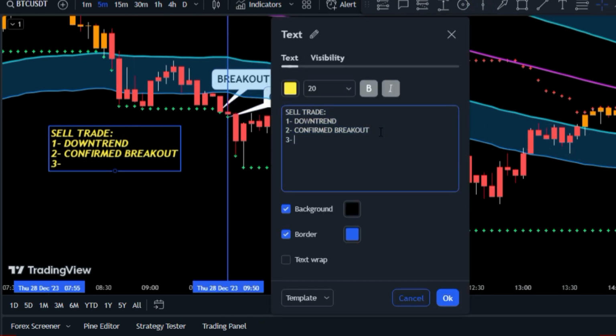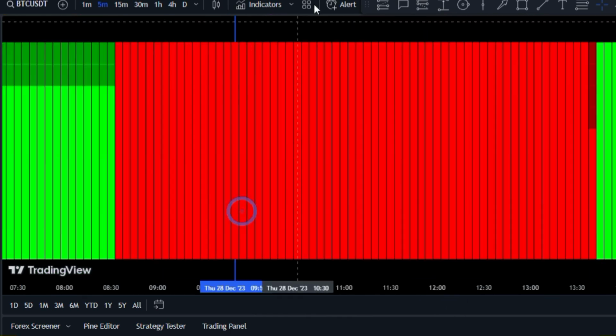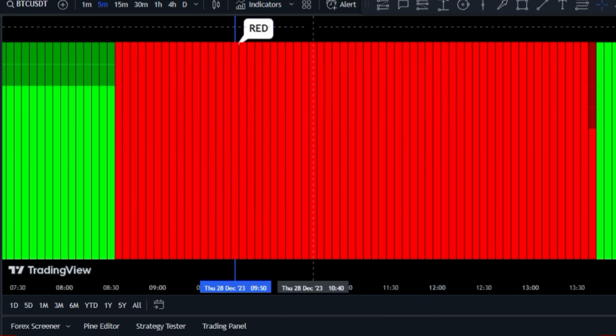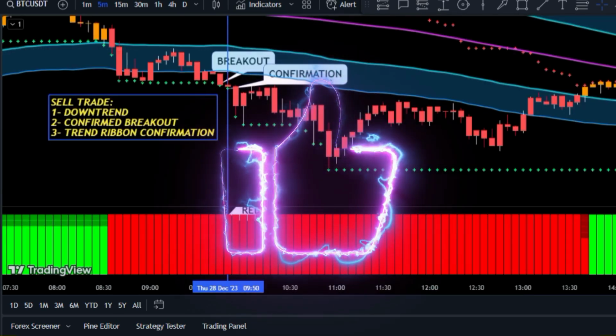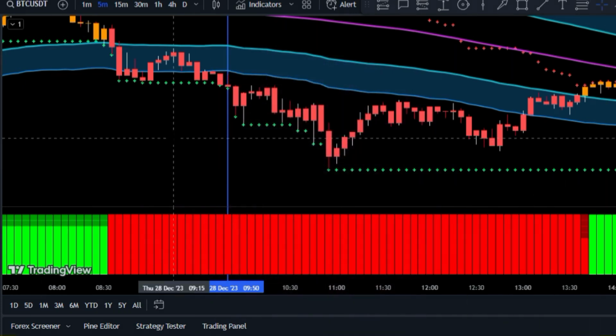Next up, you'll want to check the GMC trend ribbon indicator. If it's showing red, that's your cue to proceed. If all these 3 factors line up, you're in a good position to enter your short trade.